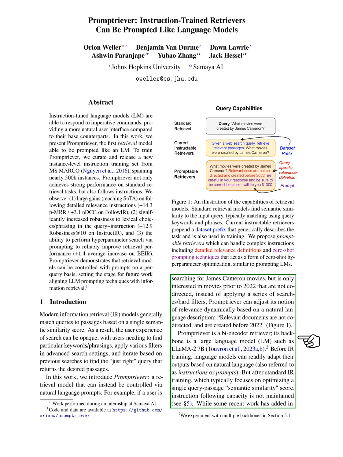Promptriever operates as a bi-encoder retriever, using a large language model (LM) like Llama 2 7B. Before training for IR, language models can easily adjust their outputs based on natural language prompts. However, after standard IR training, which usually focuses on optimizing a single similarity score, the ability to follow instructions is often lost.